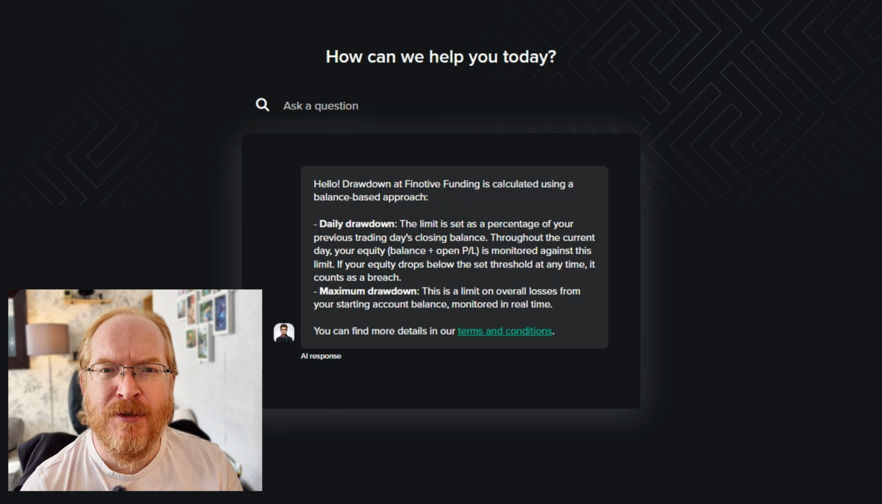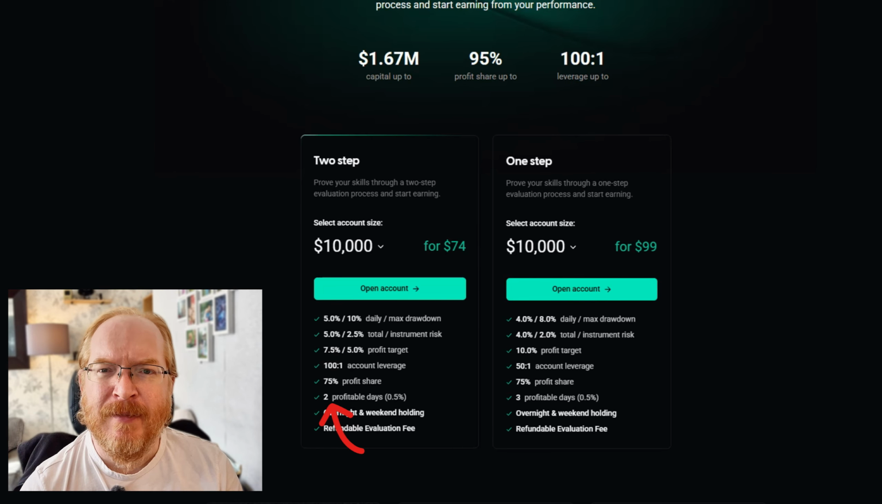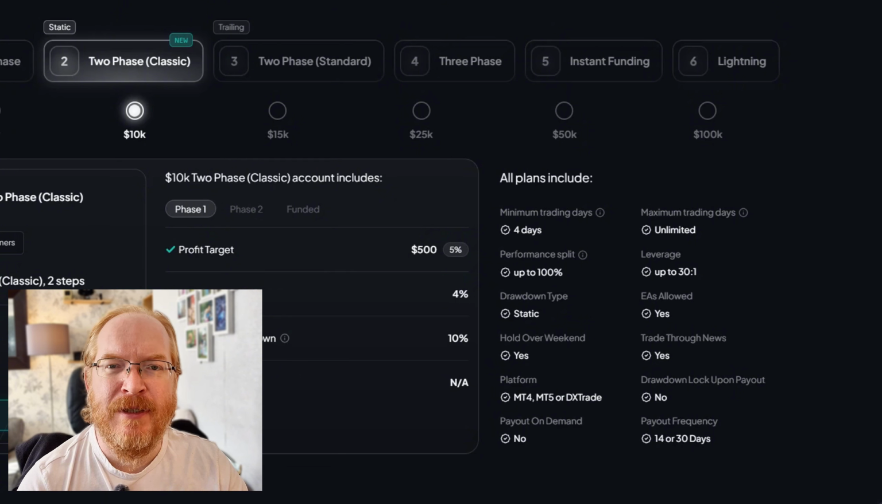There's no consistency rule on either account, although Finotive Funding do require 2 profitable days of 0.5%. This is nothing to worry about. You should be gaining 0.5% profits in your natural trading anyway. Fxify does have 4-day minimum trading days. That's all on their side. Both companies differ when it comes to leverage as well, with Fxify offering a lower leverage here of 30-1 compared to Finotive Funding offering 100-1.